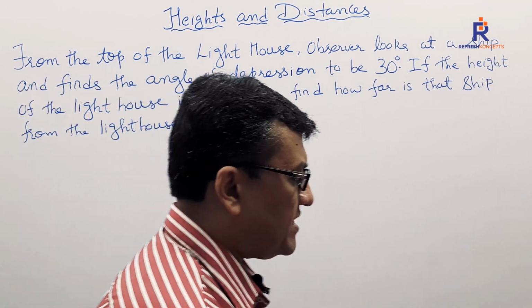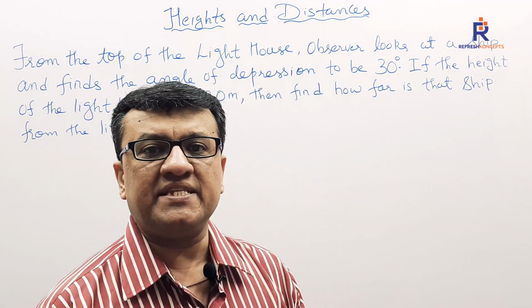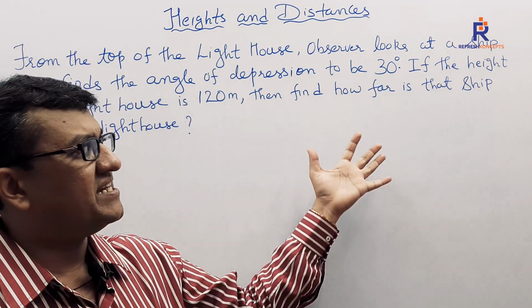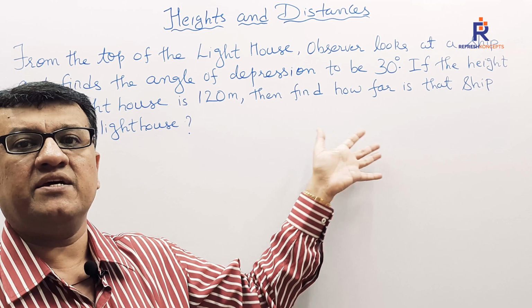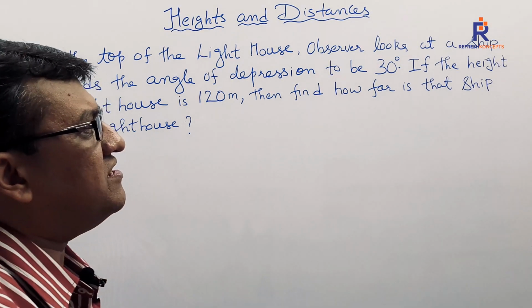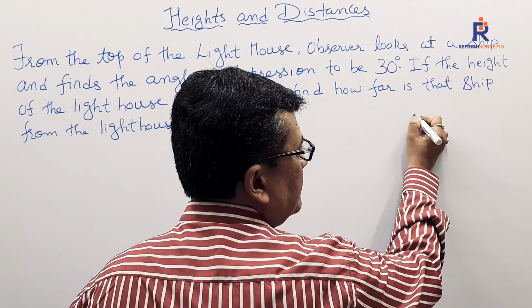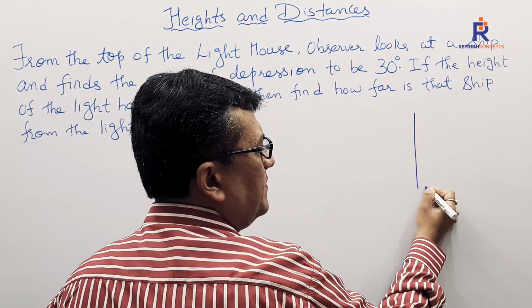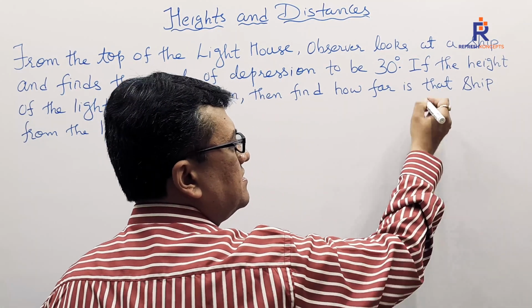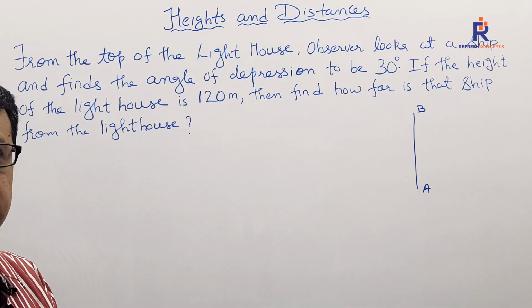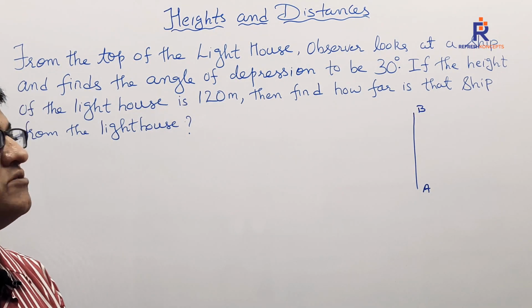As stated in my previous sum, the entire solution mainly depends upon the diagram. If we have the right, correct diagram, I think we are partly done with the sum. So let's start drawing the diagram. Let AB represent the height of the lighthouse.